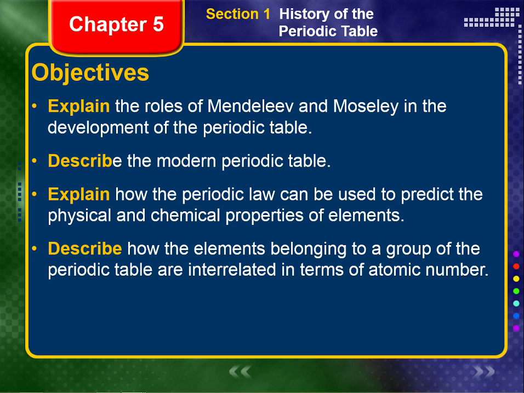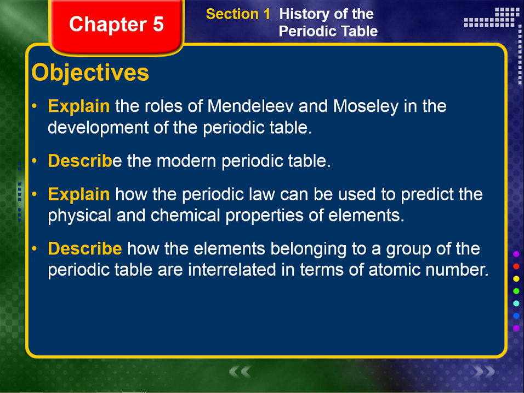Okay. Also, I hear what you guys say in class, and I know that you love it when we combine two sections at once, and so we're going to do that right now. We're going to combine sections 1 and 2. So we're going to start with the history of the periodic table. After this portion of the video lecture, I want you to be able to explain the roles of Mendeleev and Moseley in the development of the periodic table.